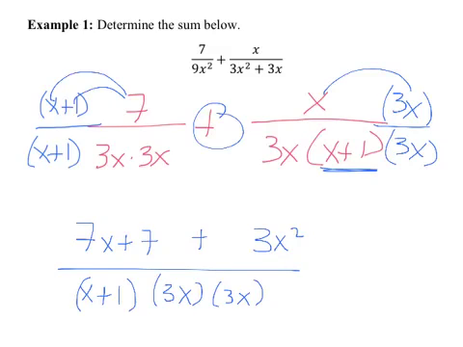I've copied this down from right here. It doesn't matter whether I copy this or this, because multiplication is commutative, so the order doesn't matter. But we're going to leave the denominator in factored form. The reason we're doing that is so we can rewrite the numerator first.